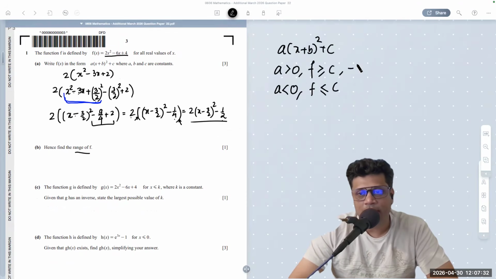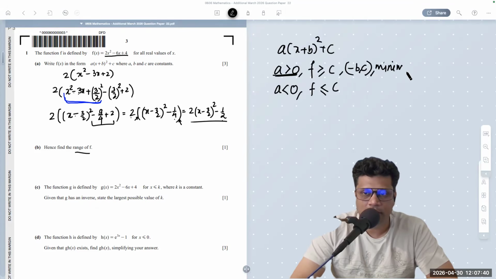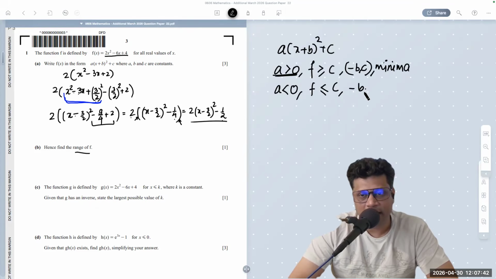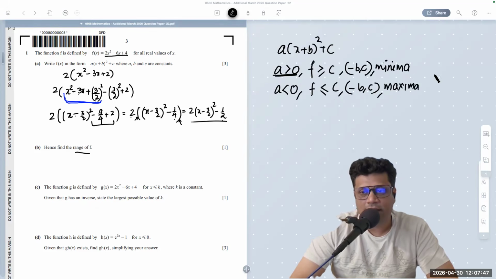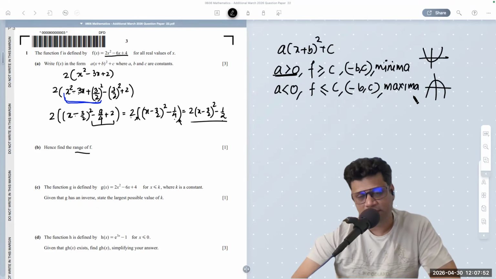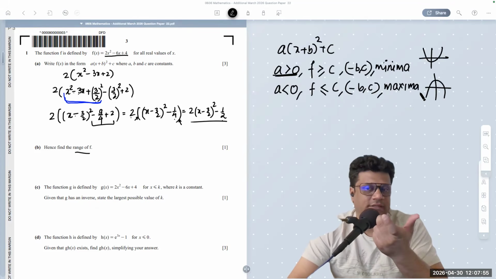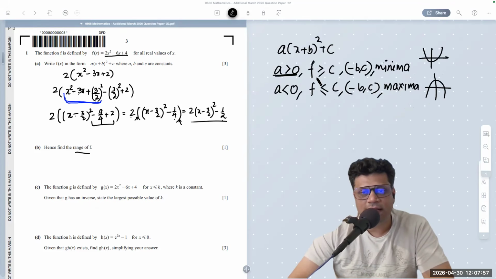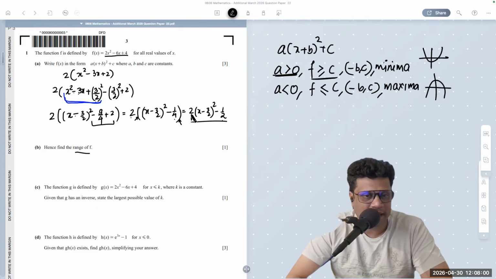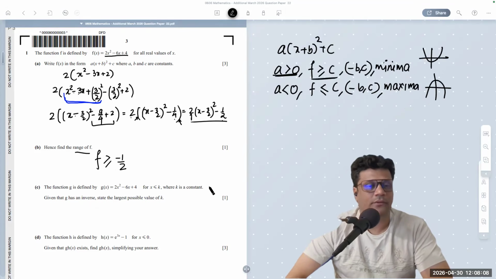Also know that minus b comma c is going to be the vertex, and in this case, a minima. And in this case, again, it's going to be a minus b comma c, and it'll be a maxima. The quadratic here is going to be upside down, and the quadratic here is going to be curved upwards like that. Okay. So this tells you the range. A here is positive. So of course the range of it is going to be greater than equal to negative 1 by 2. Okay.